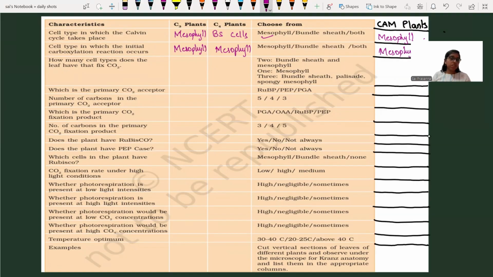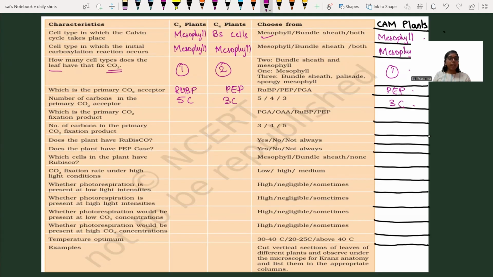Okay. How many cell types does the leaf have that fixes carbon dioxide? Only one cell type here. Here you have 2. Here you have 1. Which is the primary acceptor? Here it is 5 carbon, that is RuBP. Here it is PEP and here also it is PEP, phosphoenol pyruvate. The number of carbons in the primary carbon dioxide acceptor: 5 carbons, 3 carbons, and here also it is 3 carbons in CAM plants.